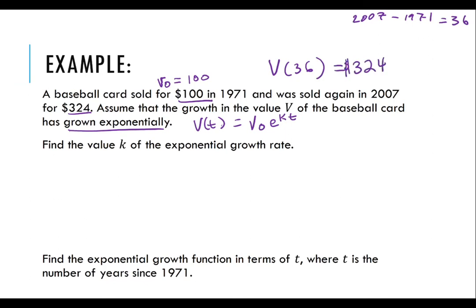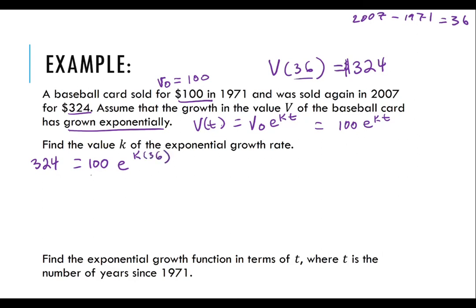Well, if we use this, then, knowing that our initial value, V sub naught, is $100, I get a partial equation: 100 times e to the kt. Then, to find the value of k, we know that after 36 years we get 324 as the output. So 324 is equal to 100 times e raised to the k times t. We don't know the growth rate k, but we know that t for $324 was 36. And so k times 36.